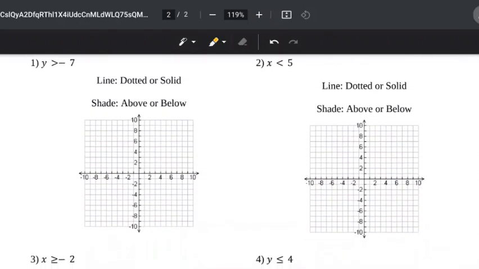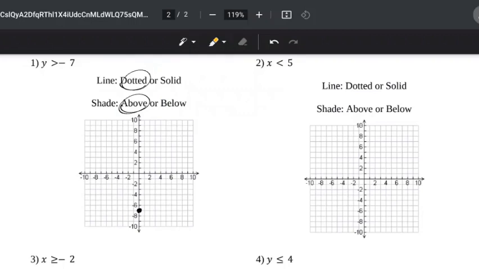So we have y is greater than -7. First things first, it is a dotted line because it's just greater than, and greater than is above the line because it's y equals. So we're going to go to where y is -7 right here, and it is a dotted line this time.